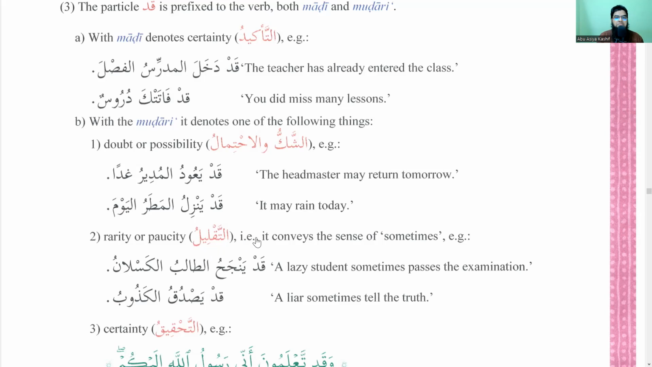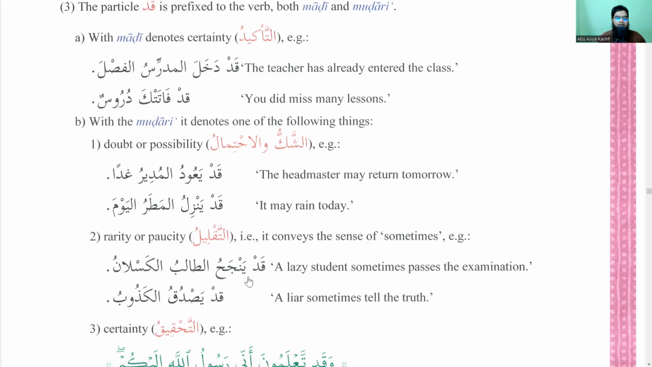And it also means rarity or paucity, taqleel. That means sometimes, a similar meaning. Here he has a doubt. It's like, I don't have a doubt, but it happens sometimes. Like, قَدْ يَنْجَحُ الطَّالِبُ الْكَسْلَانُ. A lazy student sometimes passes the exam. So perhaps he may pass, sometimes he may pass. So the meaning is taqleel also.